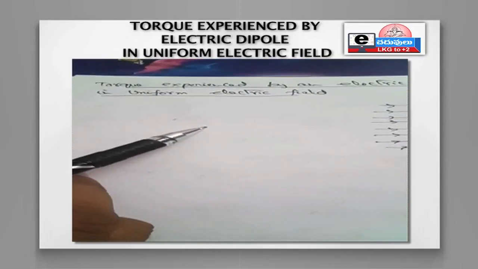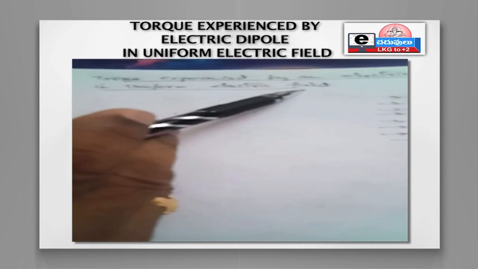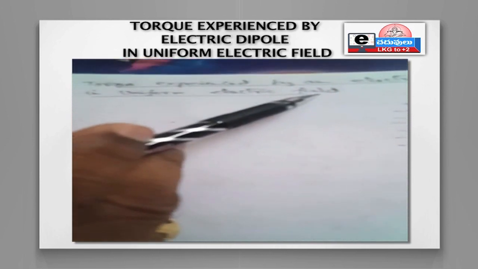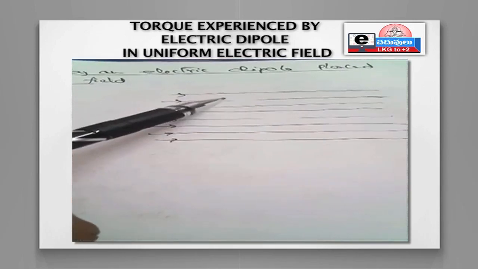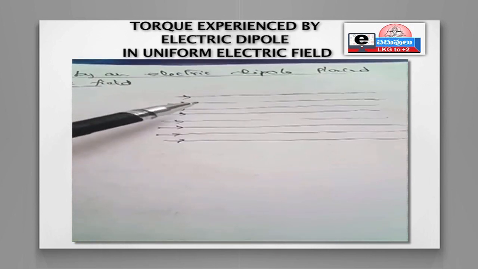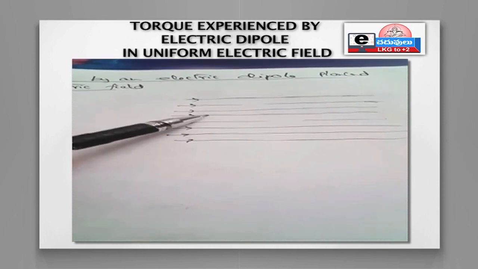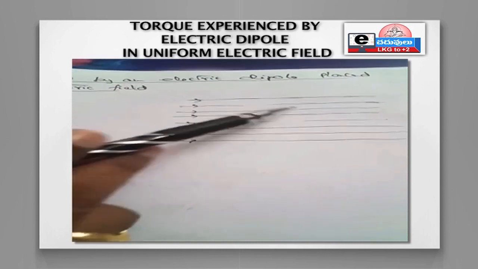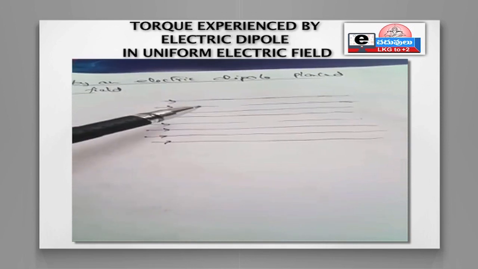In continuation of the previous class, now we are going to take the torque experienced by an electric dipole placed in a uniform electric field. What do you mean by uniform electric field? A uniform electric field is what I have shown here by drawing the lines. Already you will write your final exam on ruled paper. Those rules themselves can be considered as a uniform electric field. There should be an equal gap between them, and they should be parallel lines. Now, if I place any dipole in this, what is the torque experienced by it?